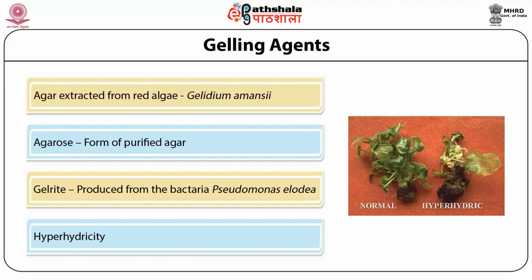Hyperhydricity is when the leaves become a little brittle, they have a glossy appearance, and they appear as if they are water soaked. So plants with hyperhydric leaves fail to survive outside. Therefore, you don't require such plants, and therefore you don't use Gelrite alone. A combination of Gelrite and agar has been successfully used in many tissue cultures. So it is combinations, in different concentrations, which have been used in tissue culture.